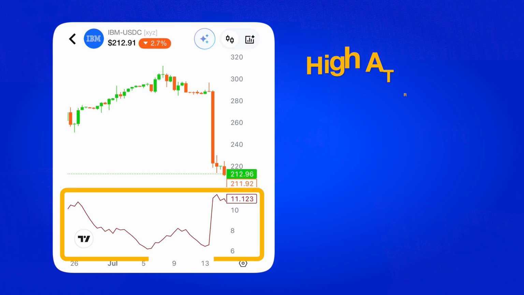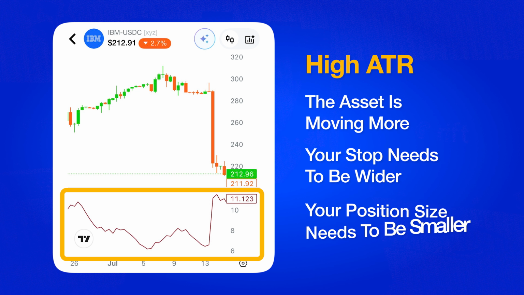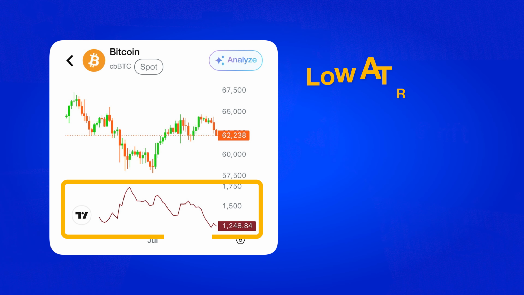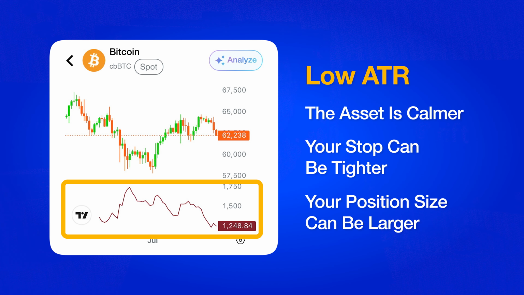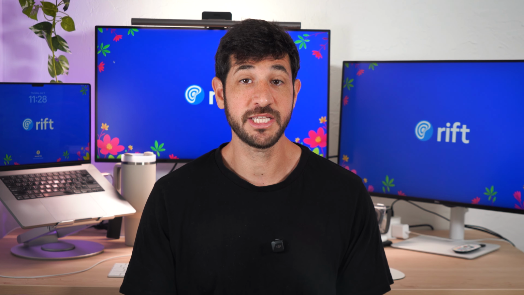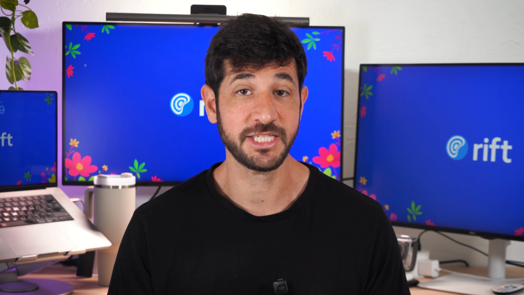If ATR is high, the asset is moving more. That means your stop probably needs to be wider, but your position size also needs to be smaller in order to maintain your own risk levels. If ATR is low, the asset is calmer. Your stop can be tighter and your position size can potentially be larger. Using ATR effectively is about maintaining constant risk. You should not risk more just because the asset is more volatile.